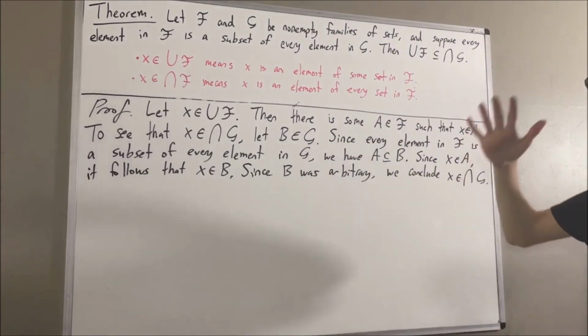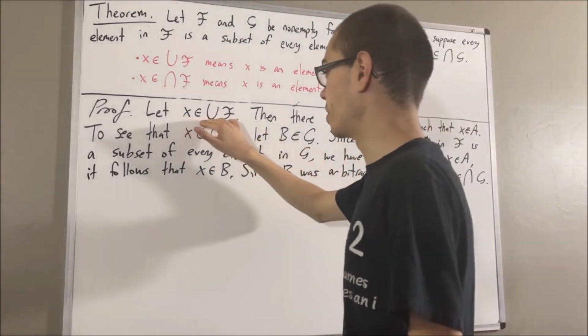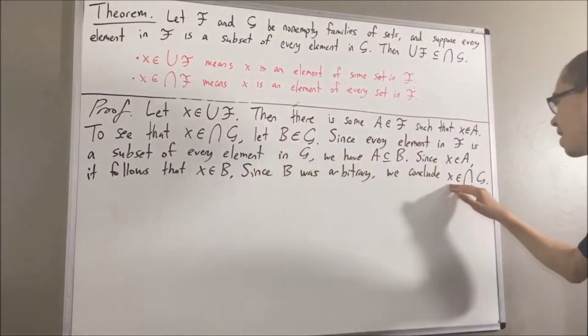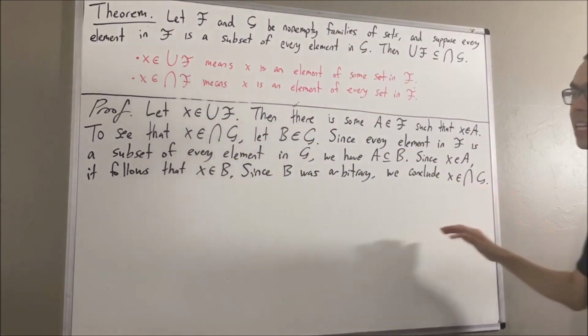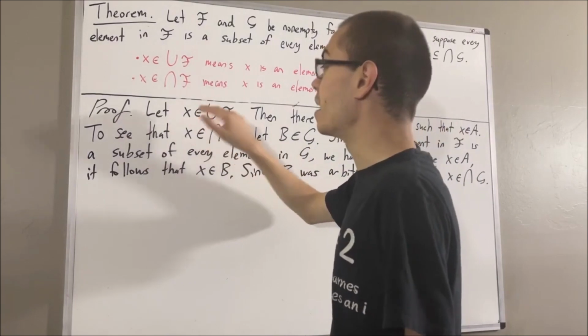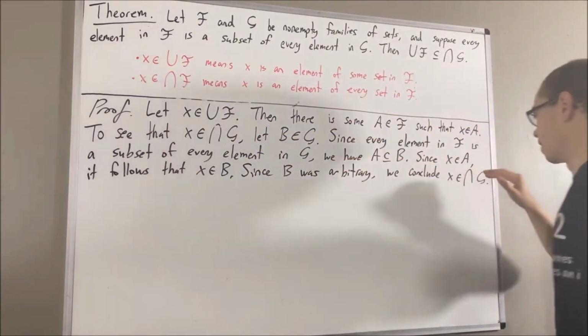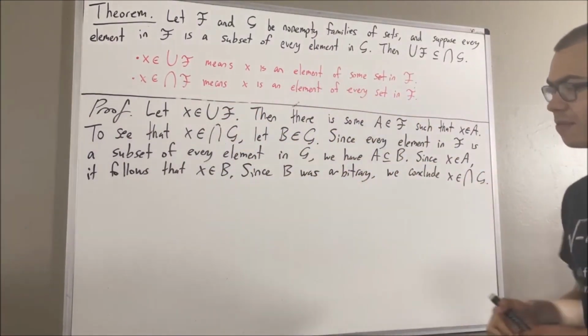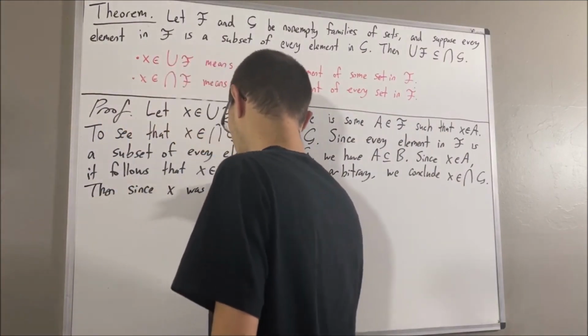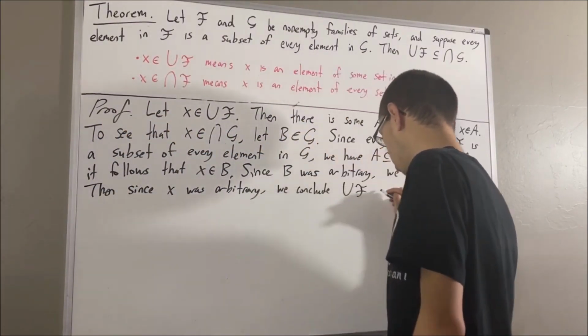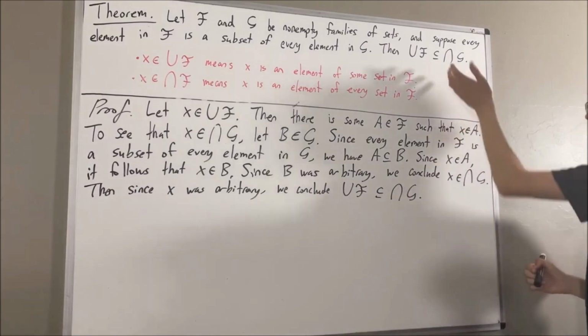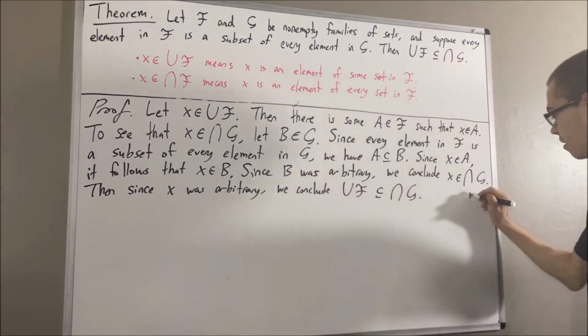But then notice, we see under the assumption X is an element of the union of F, it follows that X is an element of the intersection of G. Since X was arbitrary, this means everything in the union of F also lies in the intersection of G. And that's exactly what we wanted to prove. So this completes the proof.